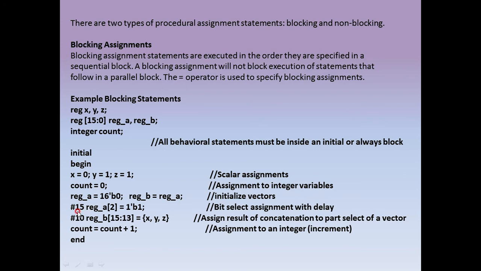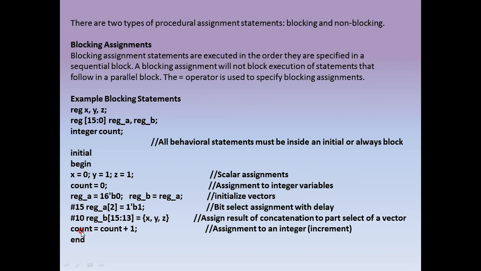Whereas in the next statement, if you observe the time, they have given 15 time units. So this particular statement will get its value after 15 time units. Once this value is updated, the next statement is evaluated. Again an additional 10 time units. So 15 plus 10 is 25 time units, register B 3 bits 15 to 13. These 3 bits will get the values of X, Y, Z, that is 0, 1, 1 is assigned to register B 15 down to 13.